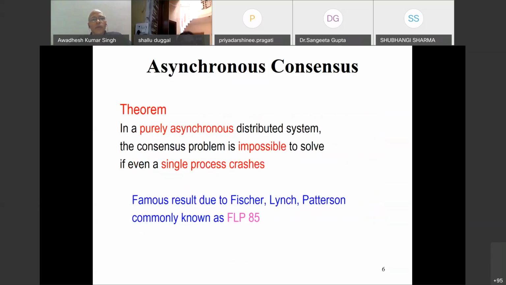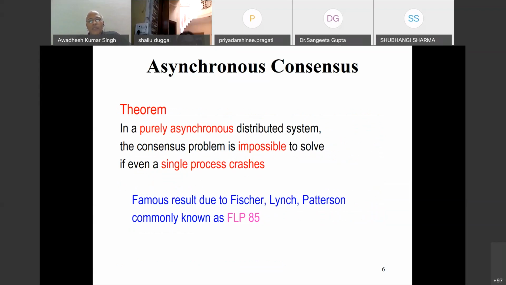A very famous theorem about consensus, I'll read the text: in a purely asynchronous distributed system, the consensus problem is impossible to solve if even a single process fails. So that's a very famous problem. This is by Fischer, Lynch, and Patterson, also called the FLP problem.